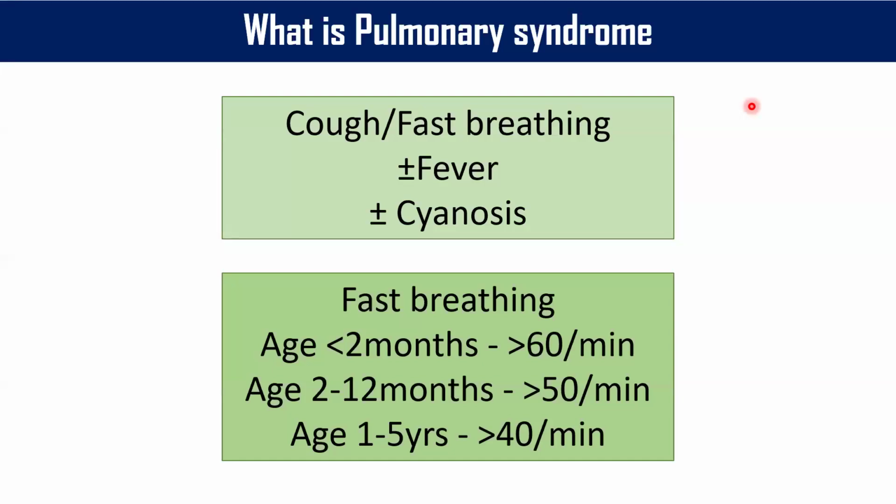Any child less than 2 months, if respiratory rate is more than 60 per minute; age between 2 to 12 months, respiratory rate more than 50 per minute; age between 1 to 5 years, respiratory rate more than 40 per minute, is fast breathing. This you need to remember, very important. This will be useful in every aspect of management of a sick child or a child with any symptom.